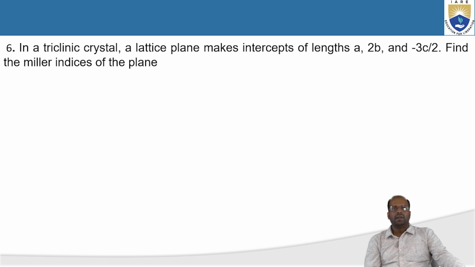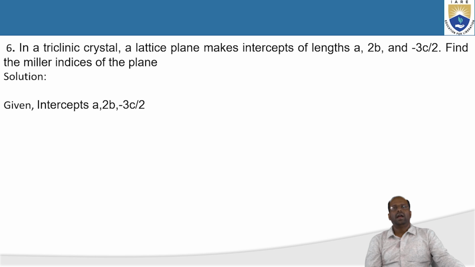Next problem. In a triclinic crystal, a lattice plane makes intercepts of length a, 2b and minus 3c by 2. Find the Miller indices of the plane. What they are asking is to calculate the Miller indices of the plane. What intercepts are given? pa, qb, rc is equal to a is to 2b is to minus 3c by 2.